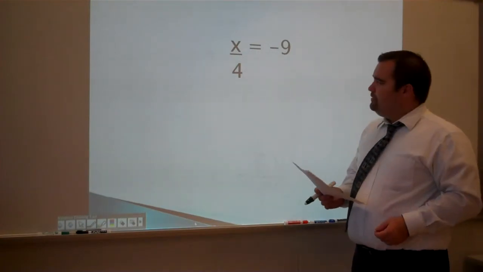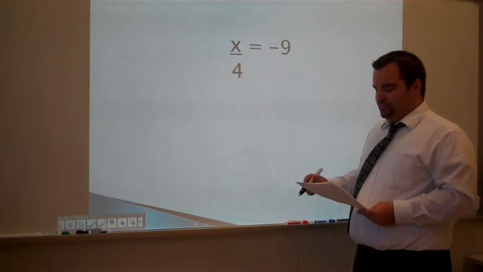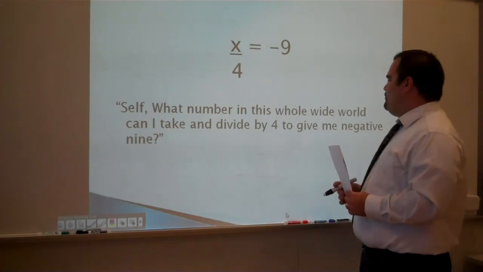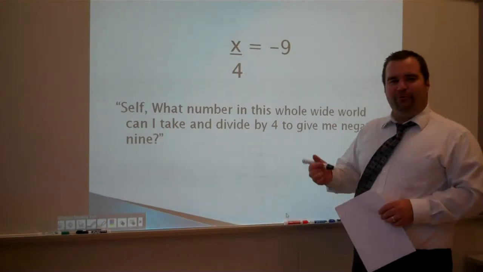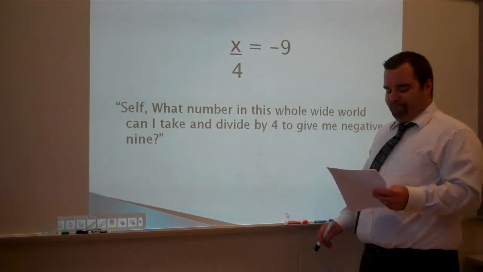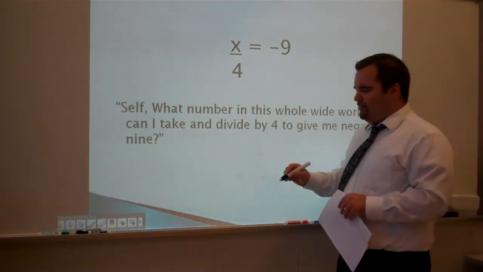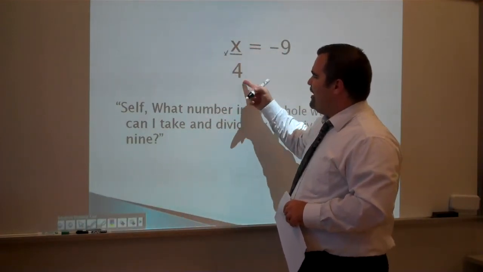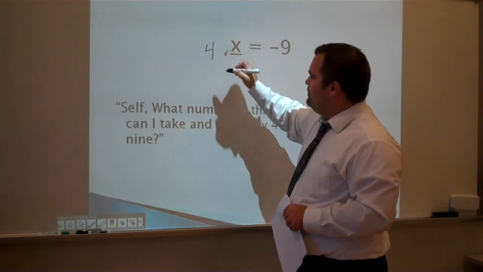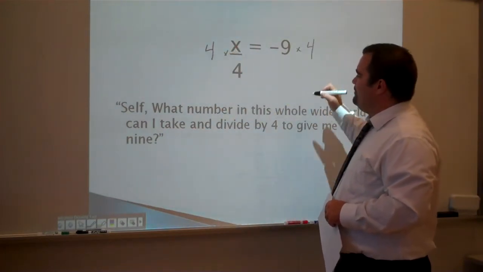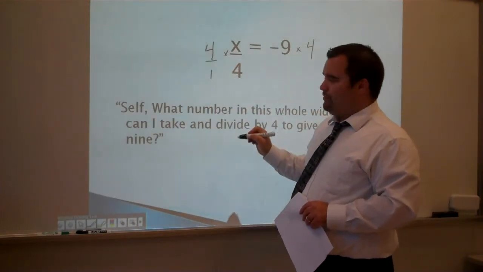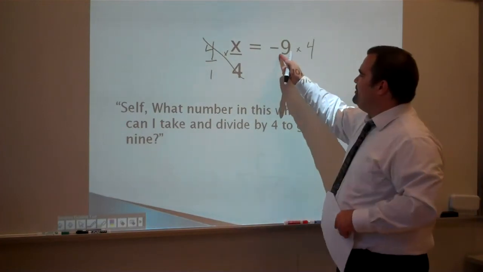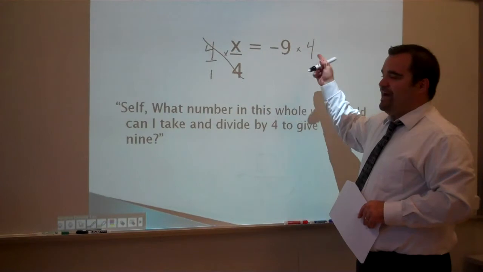Okay, what about division? X over 4 equals negative 9. What number in the whole wide world could I take and divide by 4 to give me negative 9? How do I get rid of a division sign? I'm going to multiply by whatever's in my denominator. I'm going to multiply both sides by 4, which is the same thing as multiplying by 4 over 1. These 4's cancel out. I'm left with just the x, the variable by itself. And what's negative 9 times 4?